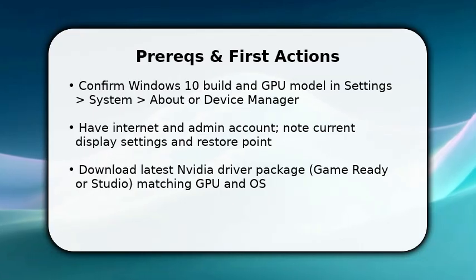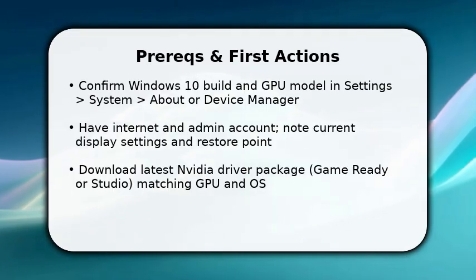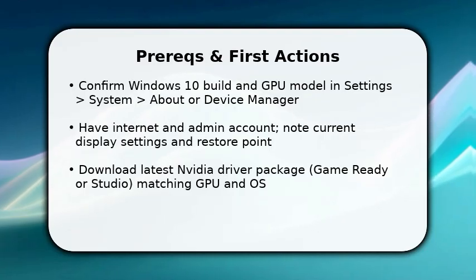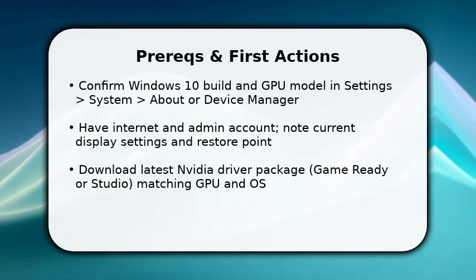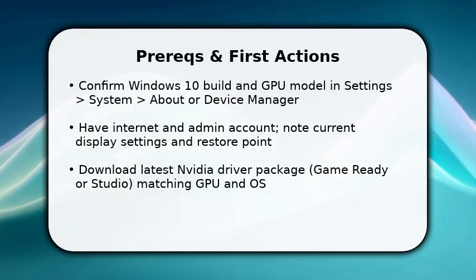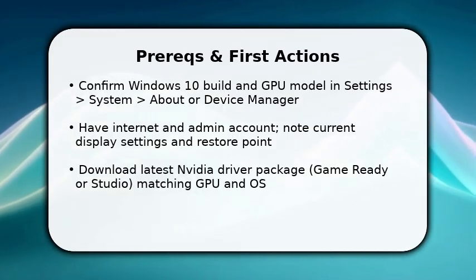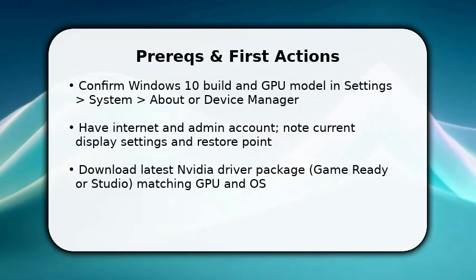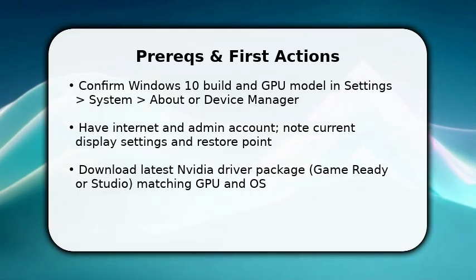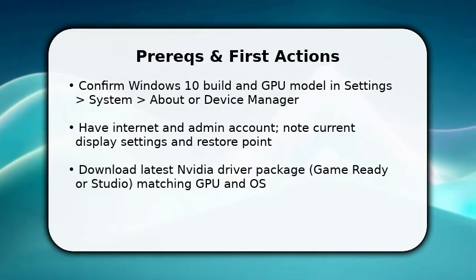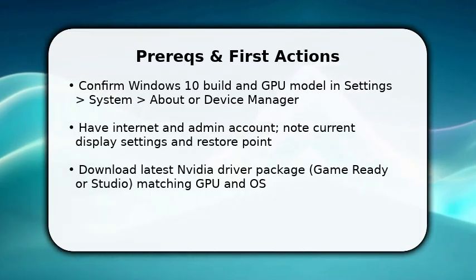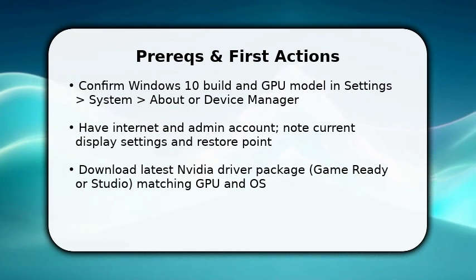You start by confirming Windows 10 version and the exact Nvidia GPU so you choose the right driver. Once done, make a restore point and sign in with an admin account to avoid permission delays. Next, download the latest Nvidia driver package, Game Ready or Studio, matching your GPU and Windows 10 build. While that downloads, close heavy apps and note current display settings so you can compare after. This prepares you to install without guesswork and reduces rollback friction if something changes.